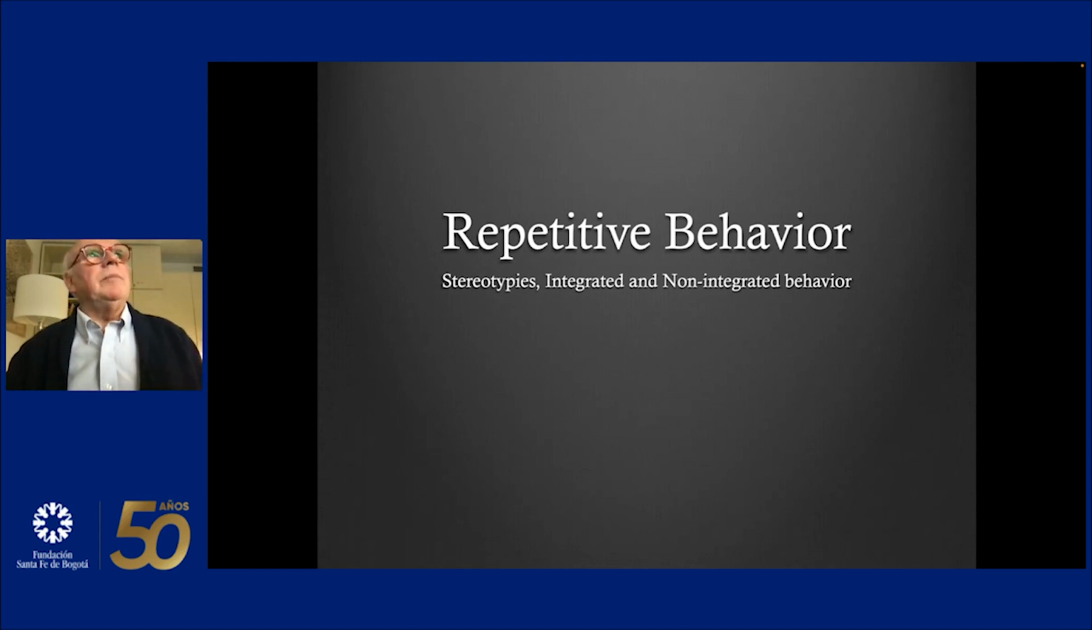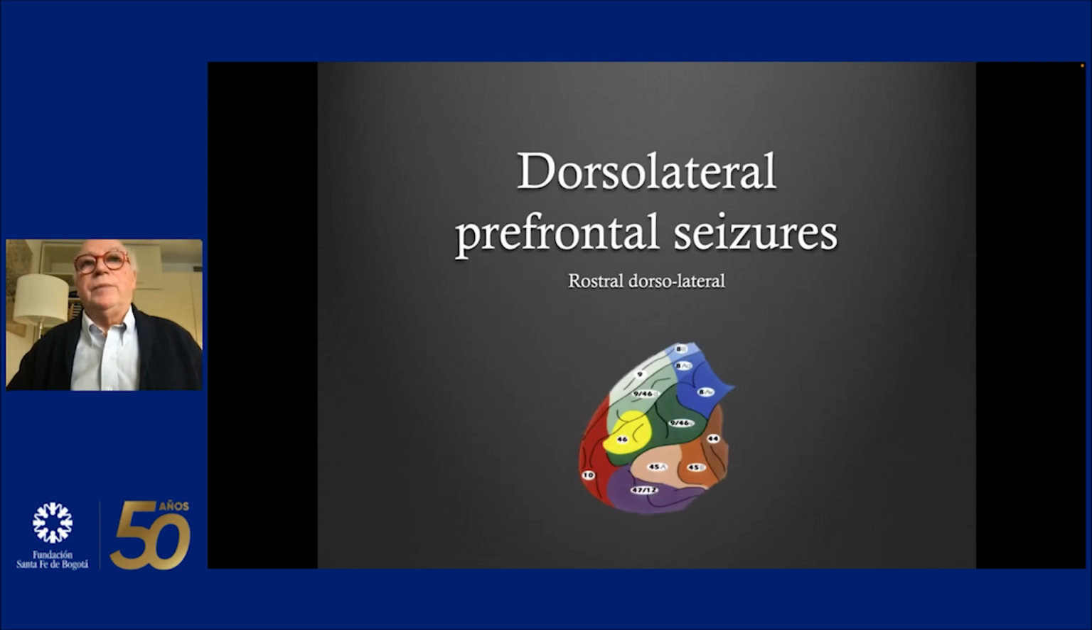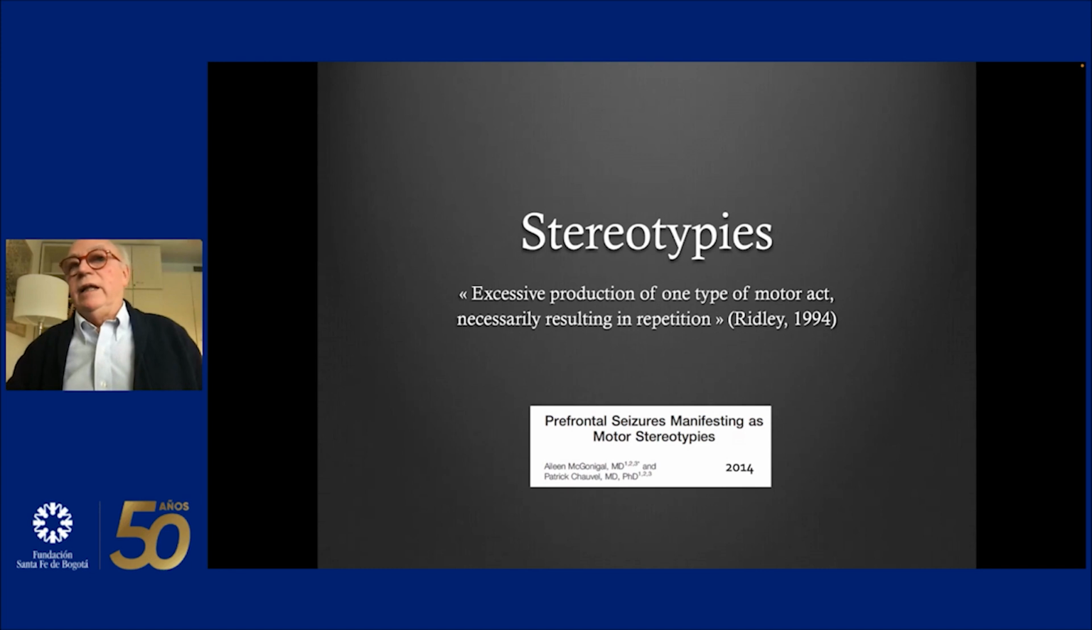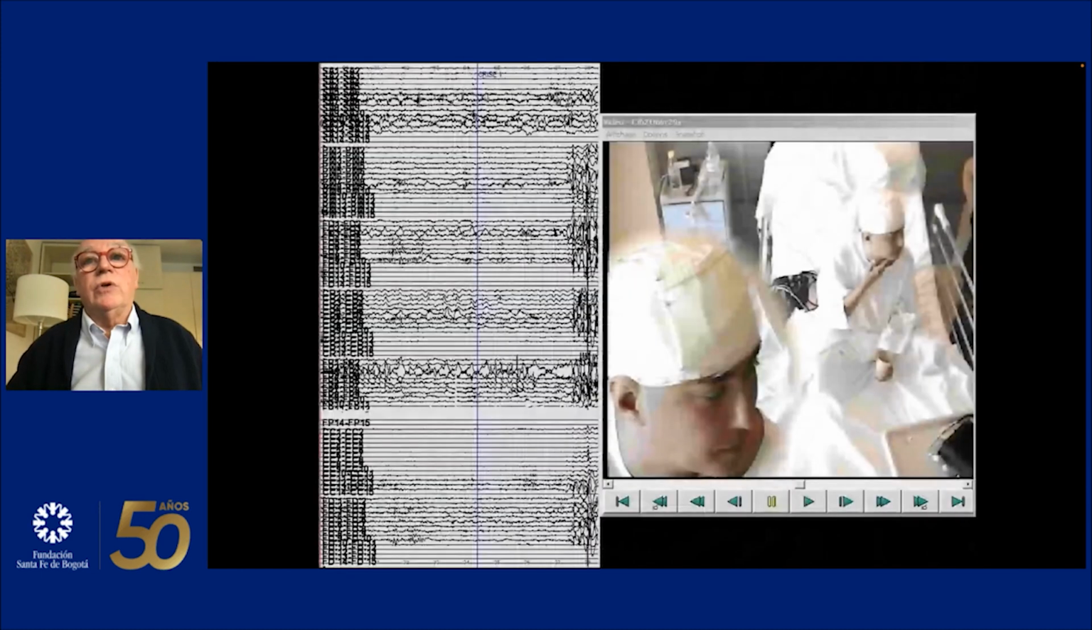Now, the second main type of semiology in the frontal lobe is what we call repetitive behavior with stereotypies, integrated and non-integrated. It's the domain of the dorsolateral prefrontal seizures, and I showed you the rostral dorsolateral, and the characteristic mainly is the stereotypies. The definition of stereotypy is an excessive production of one type of motor act, necessarily resulting in repetition. It's an experimental psychology definition. It fits very well to the semiology of frontal lobe seizures. So, the axial and proximal stereotypy first.